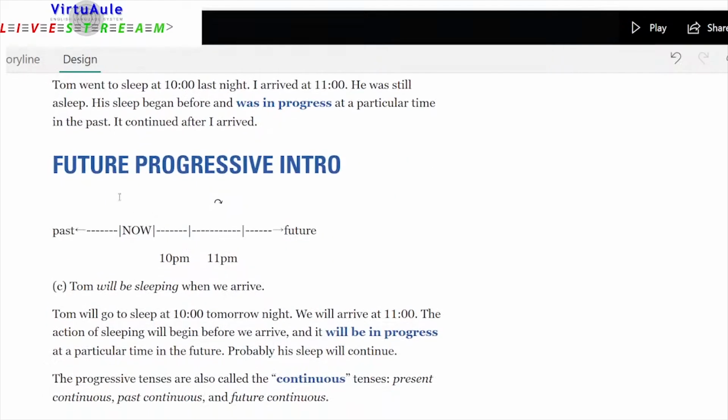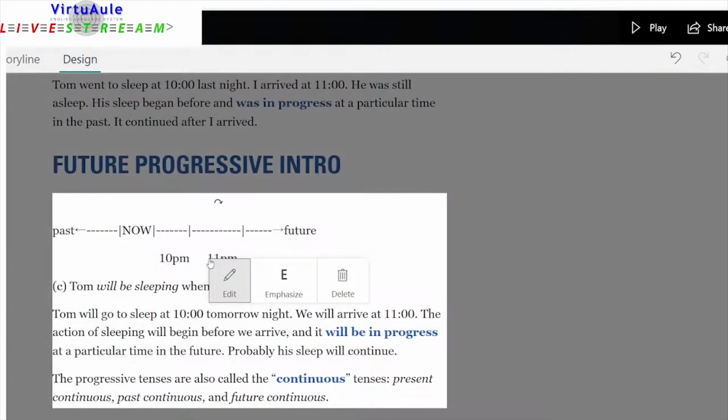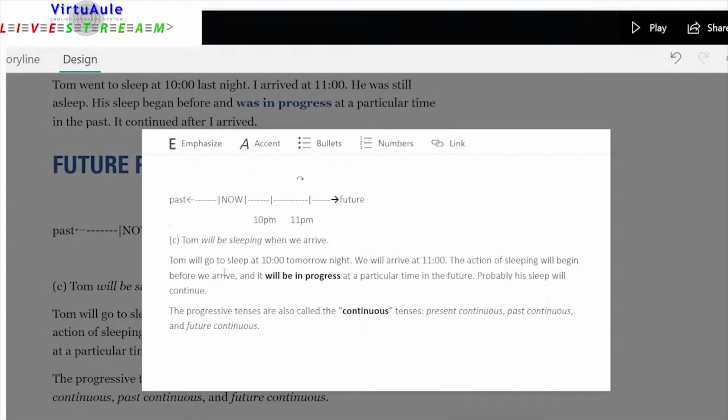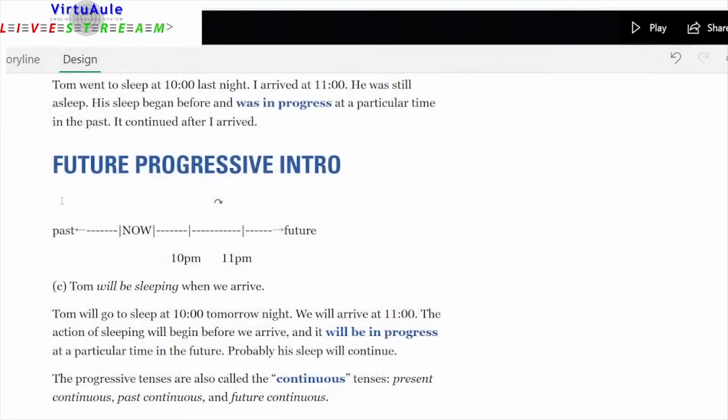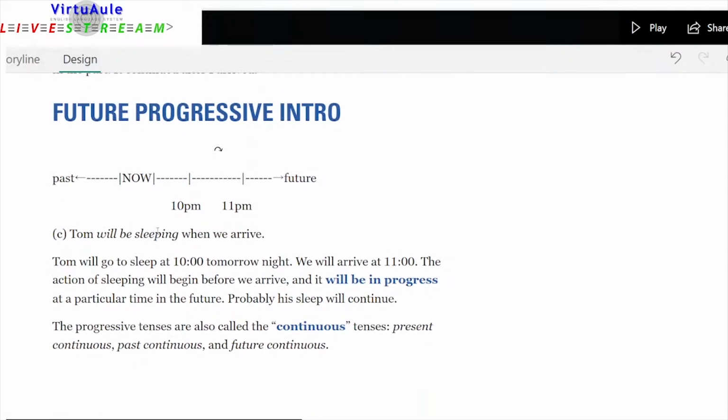The future progressive, here it is. We have this little arrow. We have the past, we have now. Here we have 10 p.m. and here we have 11 p.m. So I'll just put that 11 p.m. a little bit closer to the arrow. Yeah, that's a little better. Okay, so Tom will be sleeping when we arrive.